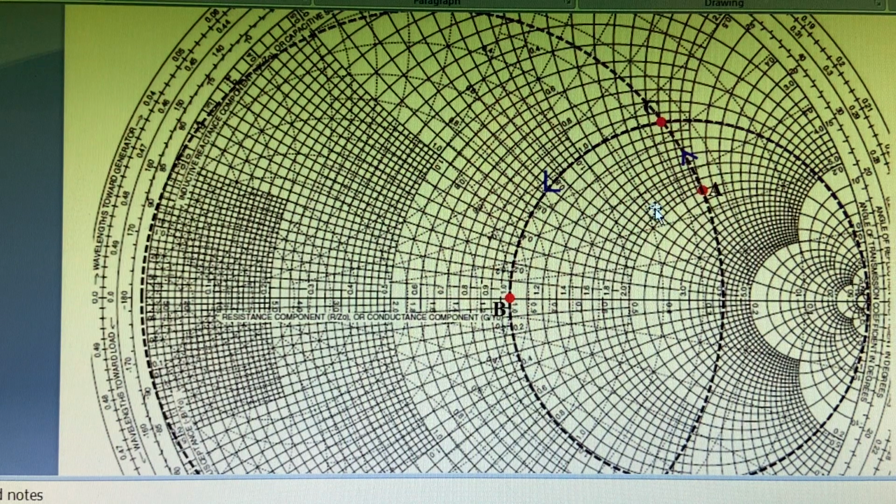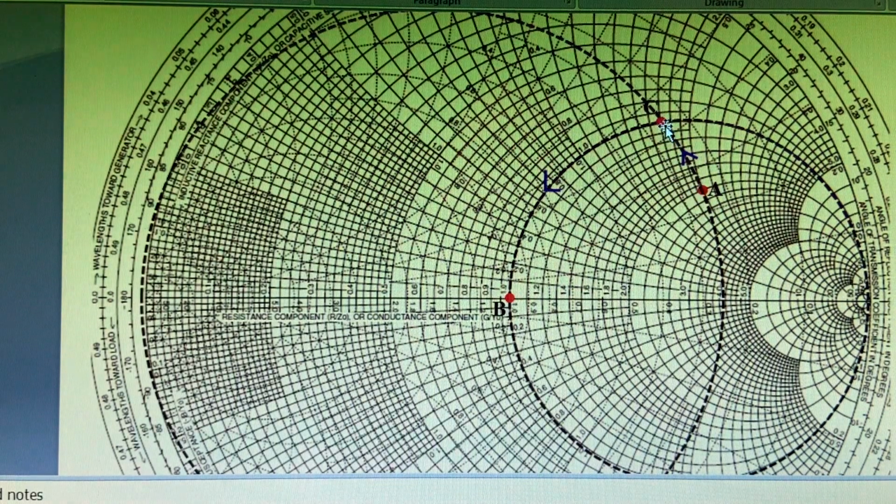So the susceptance value of the circle passing through this point is equal to 0.25. So susceptance at this position is equal to minus 0.25. Like this, we can find the susceptance at position A. So it is minus 0.25.